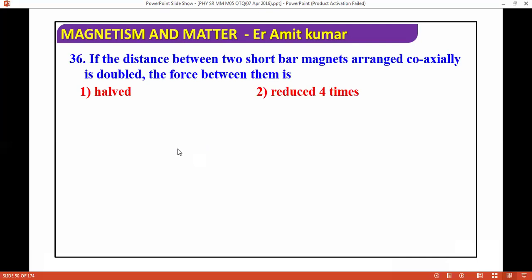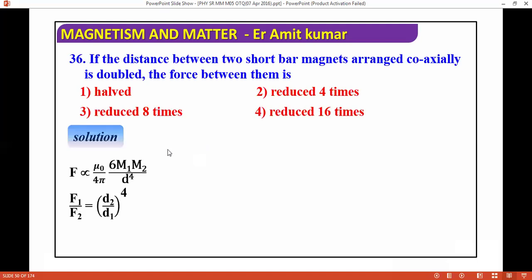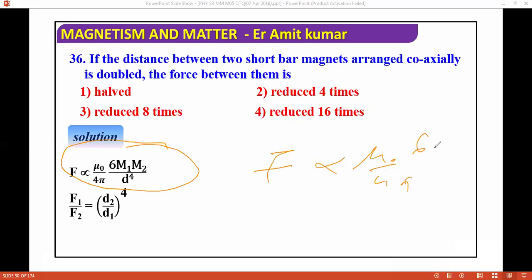Next question: the distance between two short bar magnets arranged coaxially is doubled. The force between them is what? Basically we are doubling the distance. You already know the formula for force between short bar magnets: mu naught by 4 pi, 6 m1 m2 by d to the power 4. So F is proportional to mu naught by 4 pi, 6 m1 m2 divided by d to the power 4.